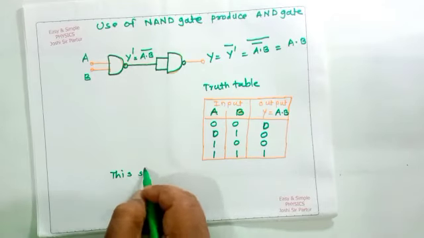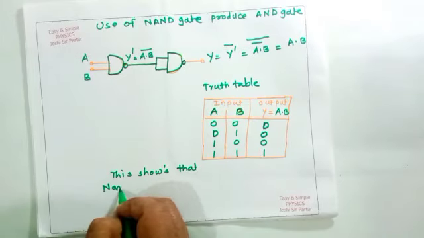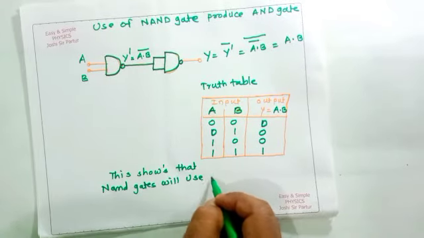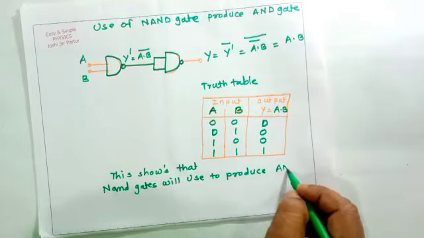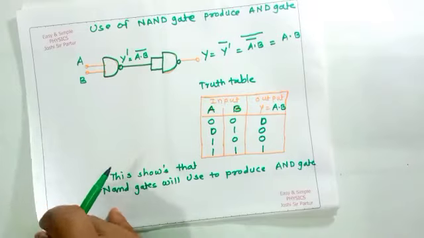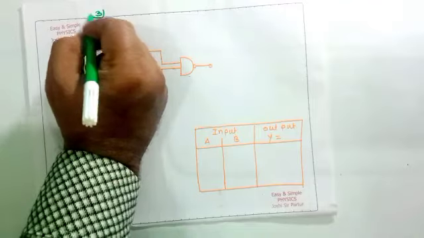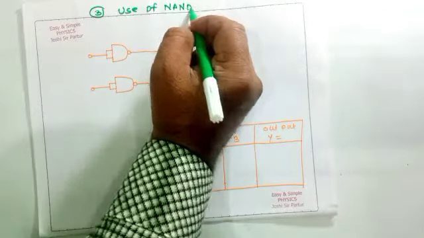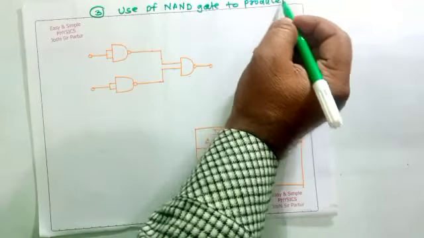So this shows that NAND gates will be used to produce AND gate, that is the fundamental gate. From derived gates we can produce fundamental gates. So the third use of NAND gate will be to produce OR gate.